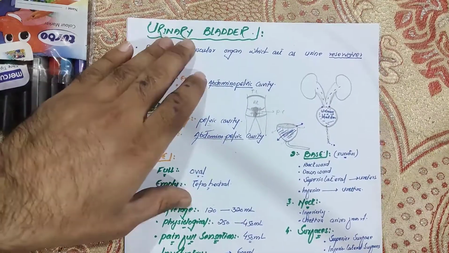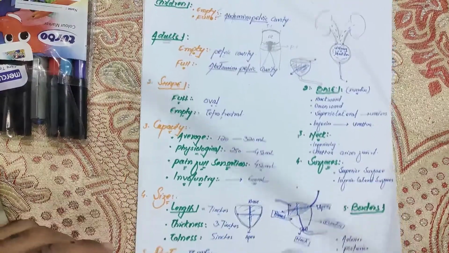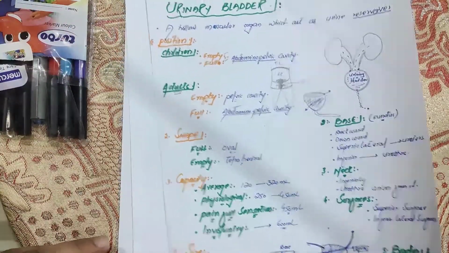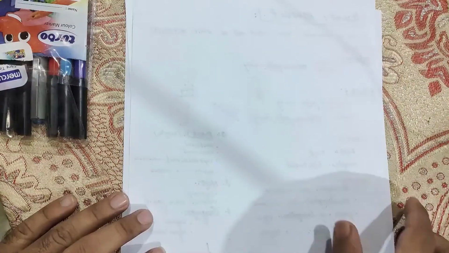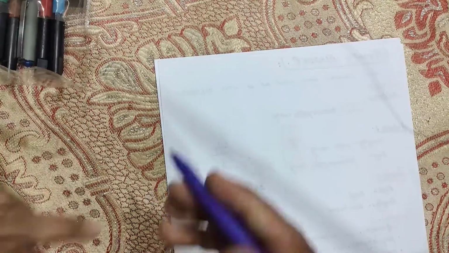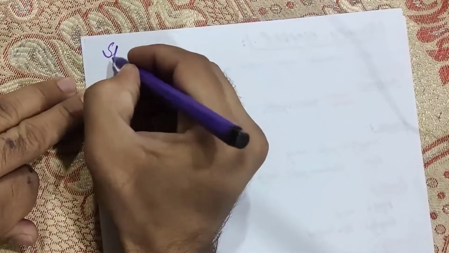We are discussing the urinary bladder. This was our previous lecture about the introduction of the urinary bladder, right? In this lecture we are going to discuss the histology or the structure of the urinary bladder. So let me go into detail. Let me write here the structure of the urinary bladder.